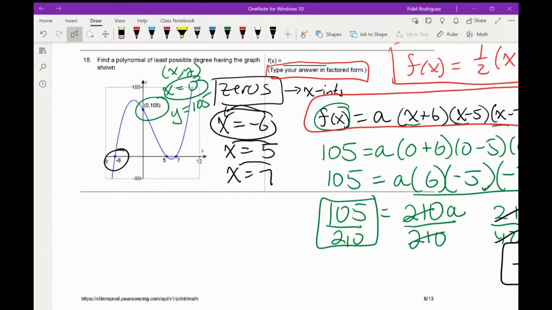The only thing that's going to be different for you guys is these numbers right here are probably going to be different, right? But how you're going to do it? The same exact way, right? You're going to do the process the same way.